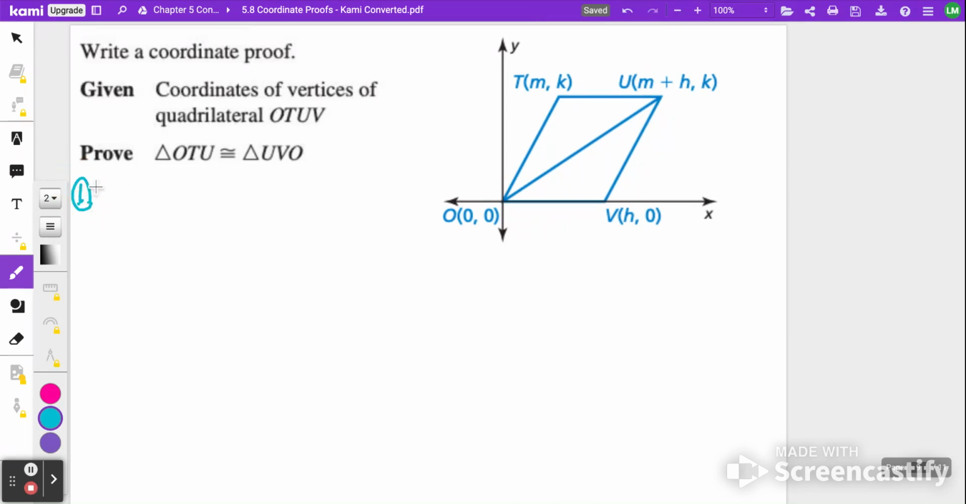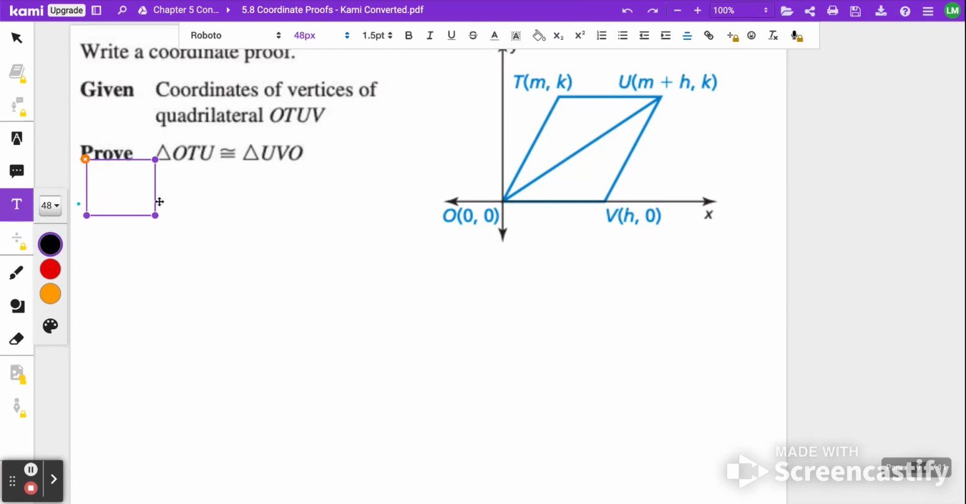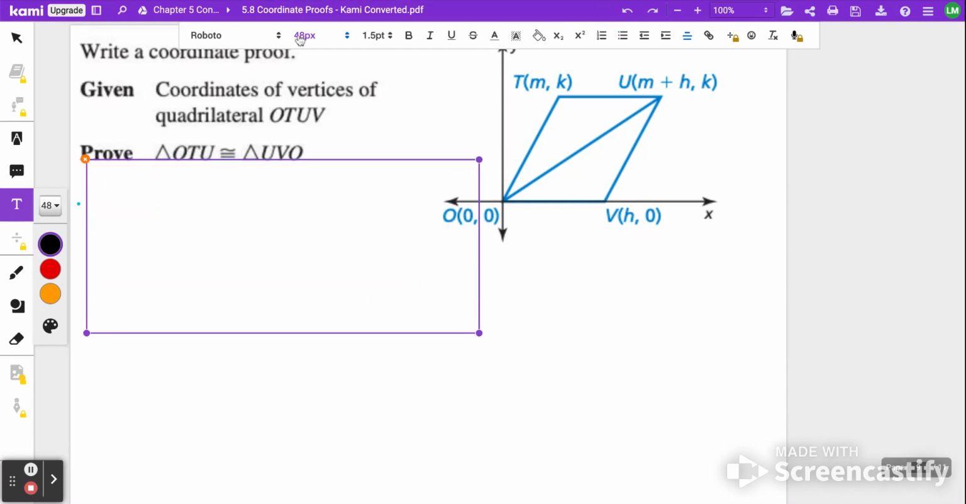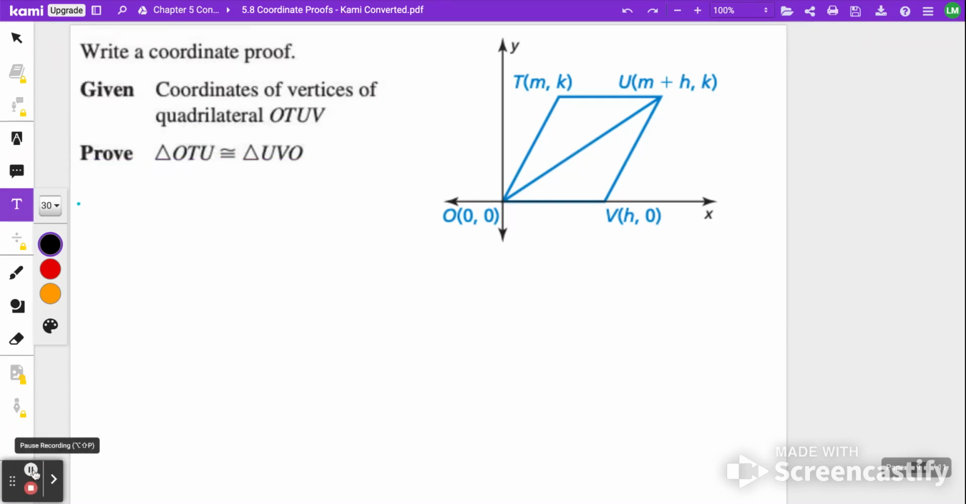So maybe we'll just write this in paragraph form. So I'm going to create a text box and we're just going to go through that together. Probably not 48 point because we can see that a little bit easier if we go down just a little bit. Okay, here we go. I'm not sure why it is starting over here. One moment, please. All right, we're ready.